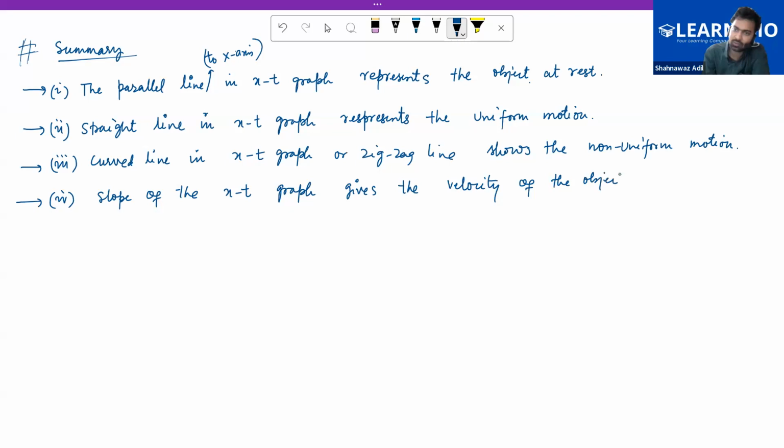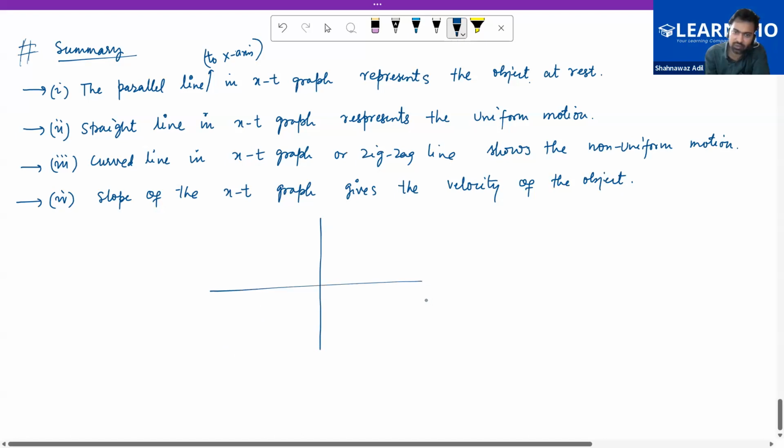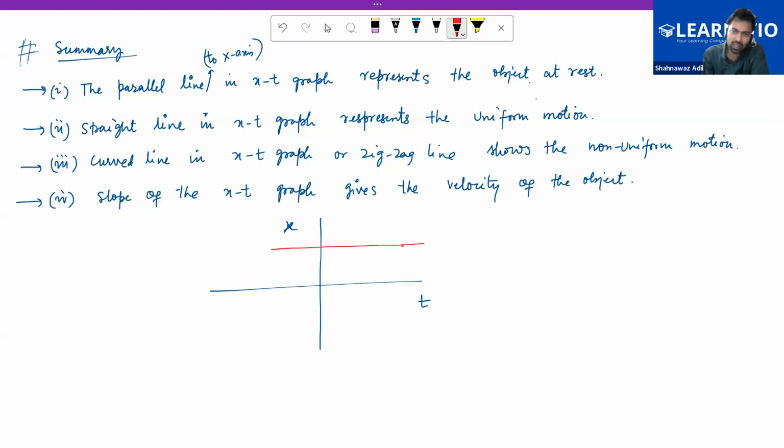Clear? Yes. So let's say somebody will give you this kind of graph and they will write t and x, and they will say that this is the graph that you have. So without doing anything, you can directly say what kind of motion this is. Uniform motion? This is rest, a parallel line. So this is a parallel line, so this is rest.